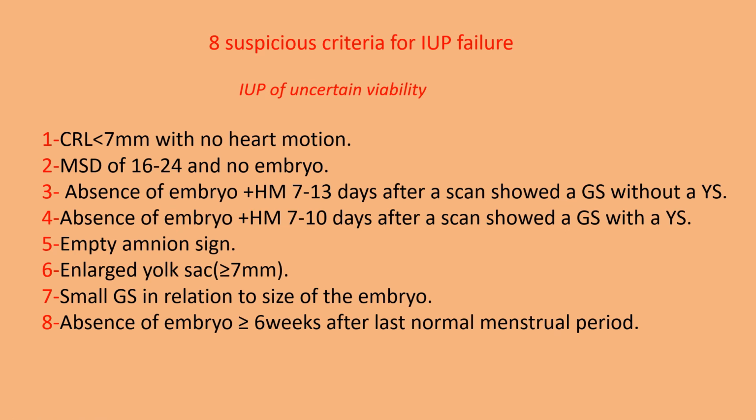Here are also 8 suspicious criteria for intrauterine pregnancy failure, intrauterine pregnancy of uncertain viability: crown rump length less than 7 mm with no heart motion, mean sac diameter of 16 to 24 mm and no embryo, absence of embryo with heart motion 7 to 13 days after a scan showed a gestational sac without a yolk sac, absence of embryo with heart motion 7 to 10 days after a scan showed a gestational sac with a yolk sac, empty amnion sign, enlarged yolk sac 7 mm or greater, small gestational sac in relation to the size of the embryo, and absence of the embryo 6 weeks or greater after last menstrual period.